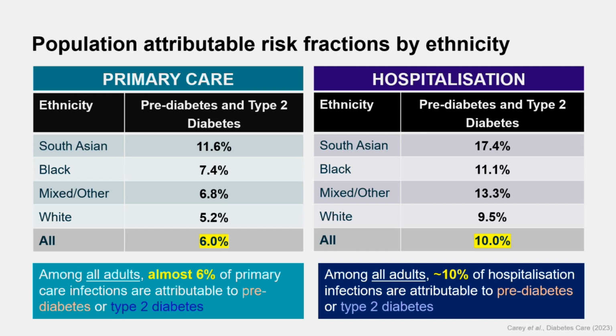We now wanted to estimate the population burden of having diabetes towards developing infection in both primary care and hospital. This estimates the attributable risk across the whole adult population and then within each of the ethnic categories. So here we can see that of infections in primary care, it is almost 6% and 10% of in hospitals attributable to either pre-diabetes or type 2 diabetes. However, once we classify this by ethnicity, these were highest amongst the South Asian population, and this is due to the higher prevalence of diabetes within the South Asian population.